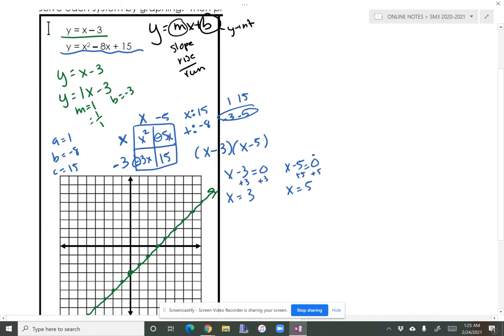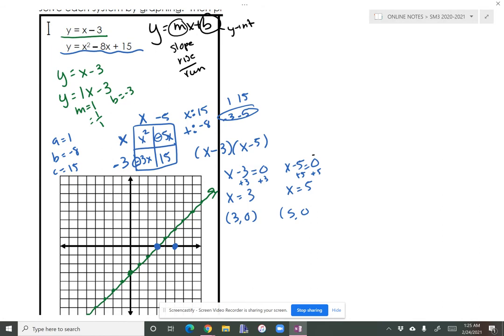Okay, with that being said, I would know I'd have a point at 3, 0 and at 5, 0. So if I have one at 3, 0, oh look, same spot. And at 5, 0, that's going to be right here. Okay, which I could continue doing.